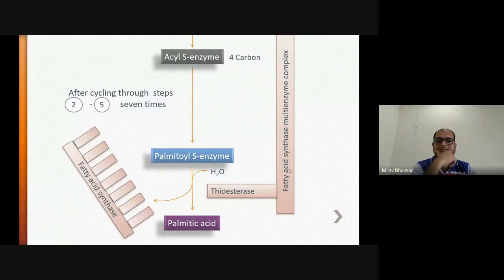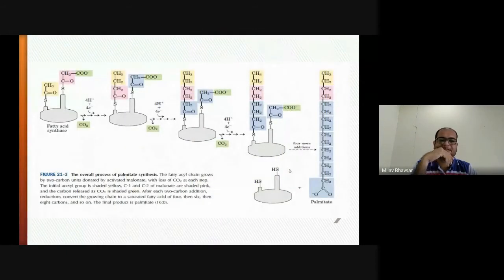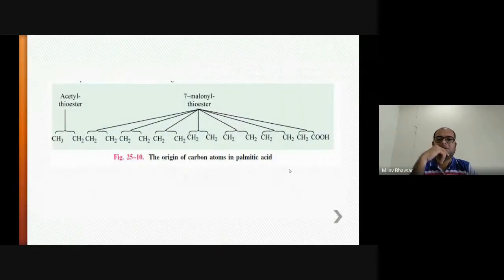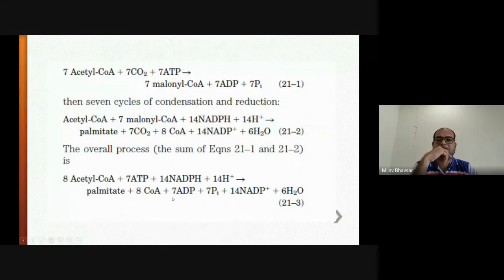This synthase is separated. So this is how we generate the palmitic acid. This is the complete system. And this is the complete overall process: 8 acetyl coenzyme A plus 7 ATP, 14 NADPH plus 14 H+ generates the palmitate, 8 coenzyme A, 7 ADP, 7 phosphate groups, 14 NADP+, and 6 H2O.